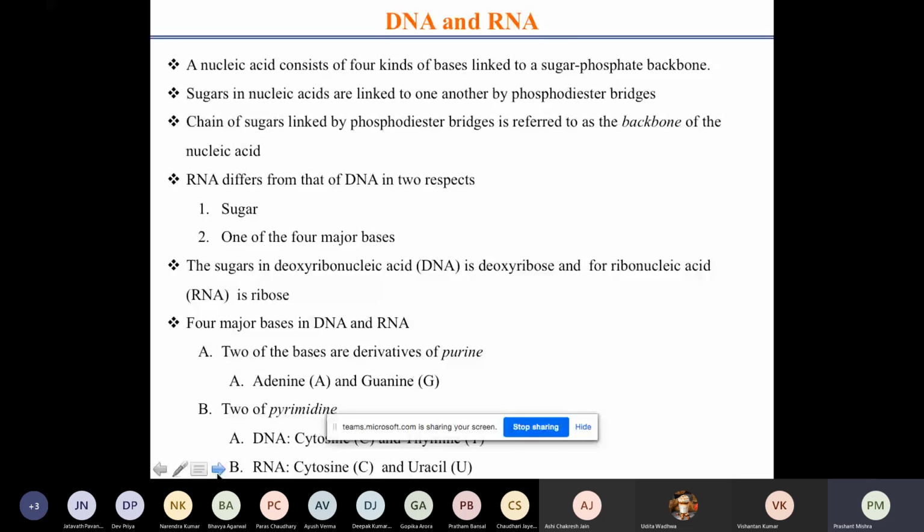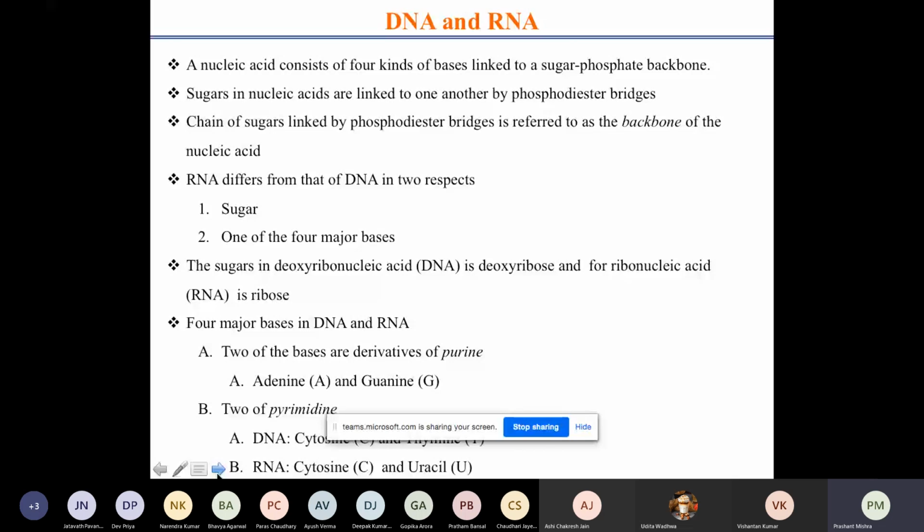So they are the ones which are called the backbone of nucleic acid. Now looking at the DNA and RNA, both of them contain sugar, both of them contain base, both of them contain phosphate. But they vary in two aspects. One is the sugar residue.